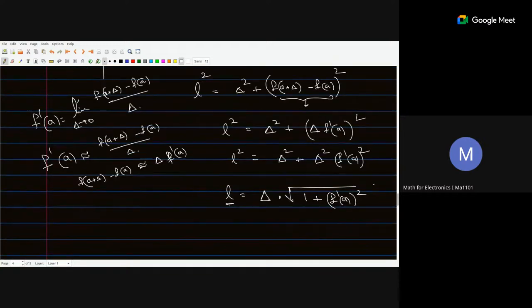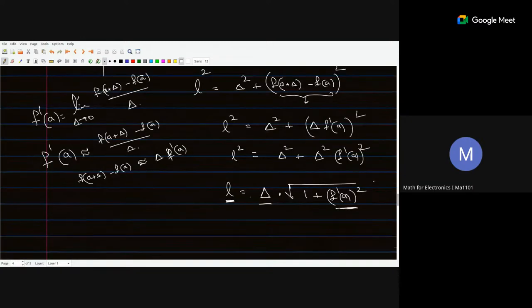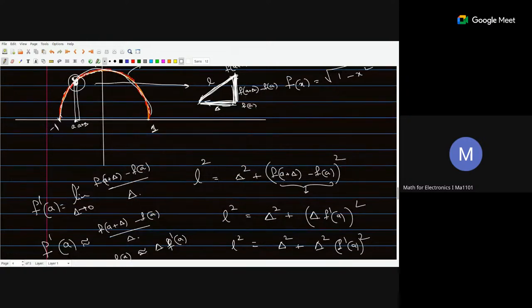If I substitute that, we got L in terms of delta and 1 plus f prime of a whole square, where delta is this small difference, and this a is the point where we computed that arc length. If I start a from minus 1 to plus 1, that will compute and add all the values. That will give me the complete arc length. I start from minus 1 and compute this small arc length. Similarly, I will compute like this, infinitely small.